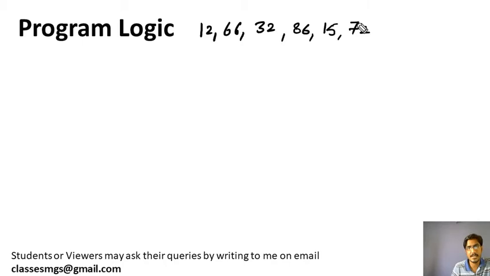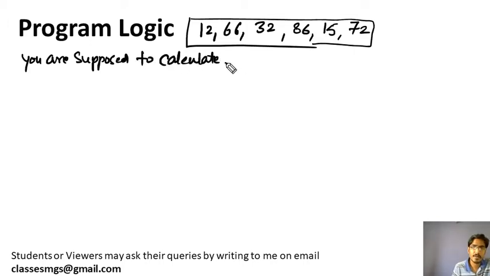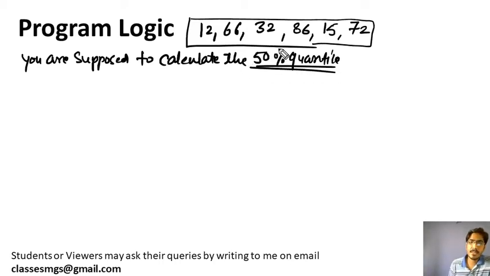Let's suppose this data set is given, and you are supposed to calculate the 50% quantile. 50% quantile means we want to calculate such a value that divides this whole data set into two parts. Indirectly, we are trying to calculate the median.